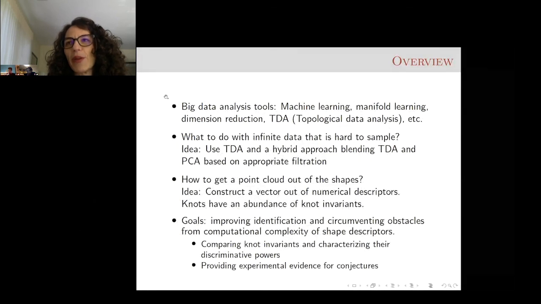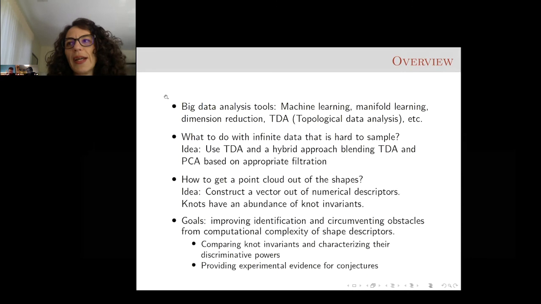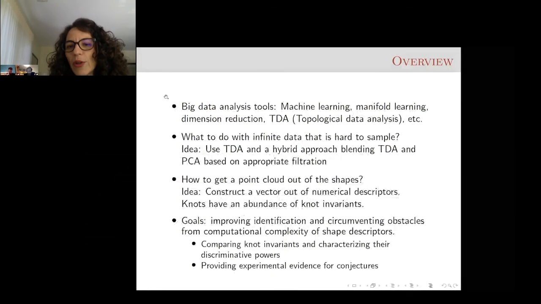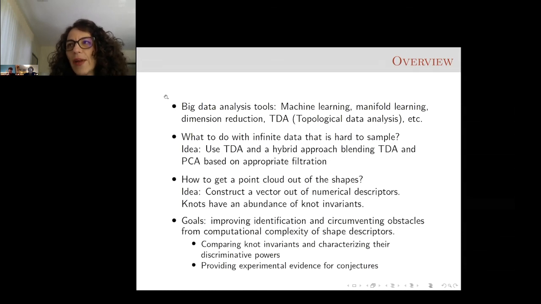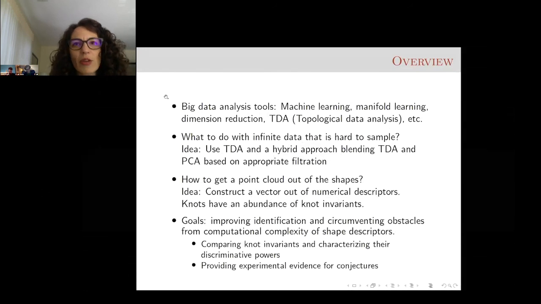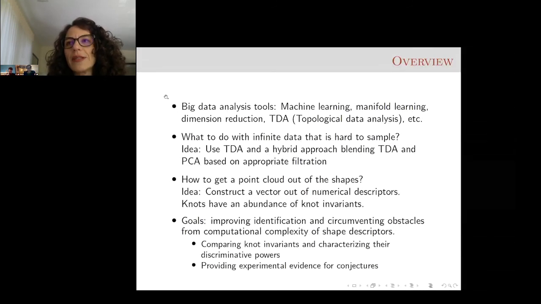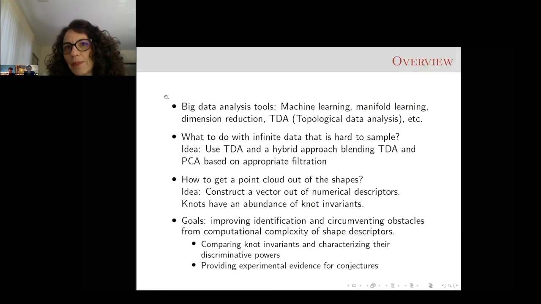of topology, right? So basically the idea is that there are big data analysis tools like machine learning, manifold learning, dimensional reduction, and so on. And then we also do have now a lot of data in knot theory. And I want to briefly discuss what makes knot theory data amenable to these techniques. But all of the problems that we're going to focus on in knot theory actually fit within the framework of an infinite data set that is hard to sample.